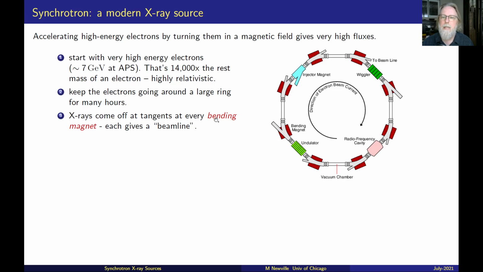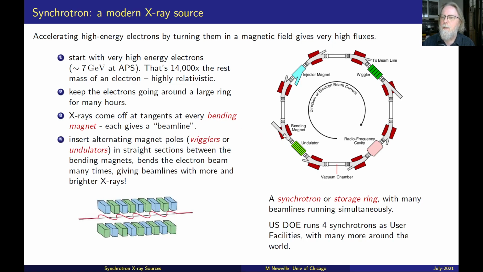And then X-rays come off at tangents every time the electrons are accelerated or bent. So every time the electrons bend through a bending magnet, here shown in red around here, X-rays will come off at the tangent. And that gives a beamline, so we can take those X-rays and use them downstream. Down here we can put our X-ray equipment and do some materials science or some environmental science with that bending magnet radiation. In addition, in between the bending magnets, in the so-called straight sections, you can insert devices.